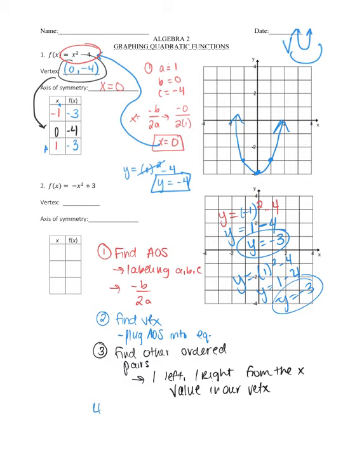Well, step 5 is really graph. Step 4 is really find your other ordered pairs. So you're going to go 1 left and right and then plug into your original equation. Plug into the OG equation to find your y values. Okay, and then step 5 would be to graph. So this is how you're going to solve each and every one of these.